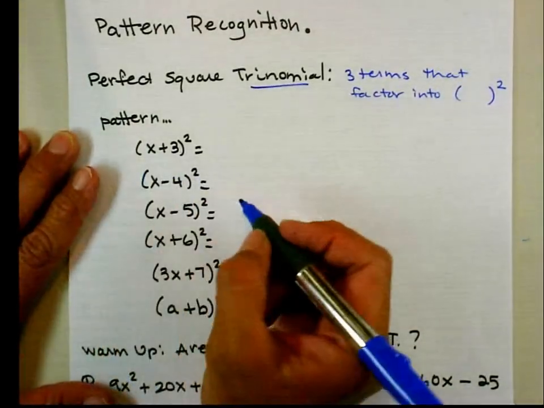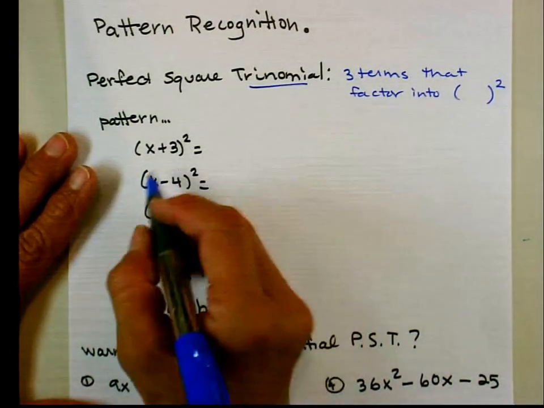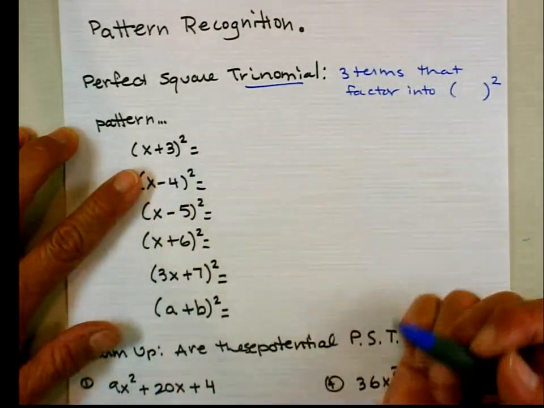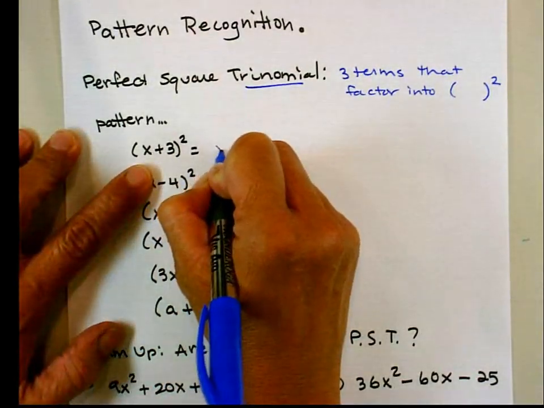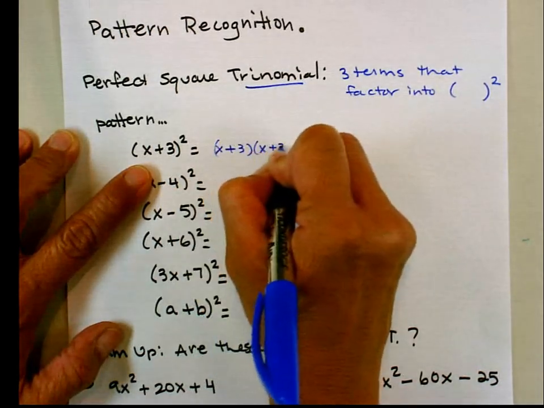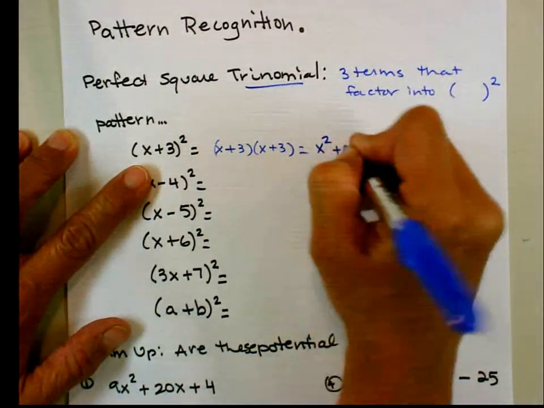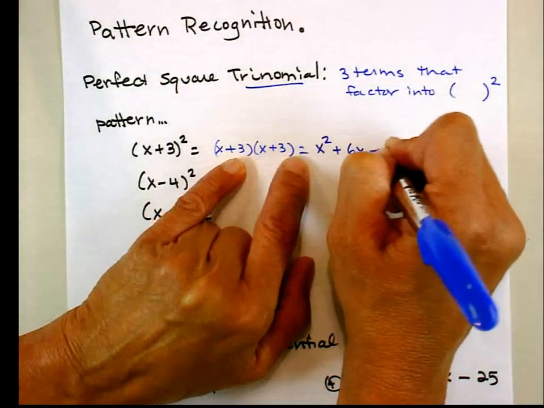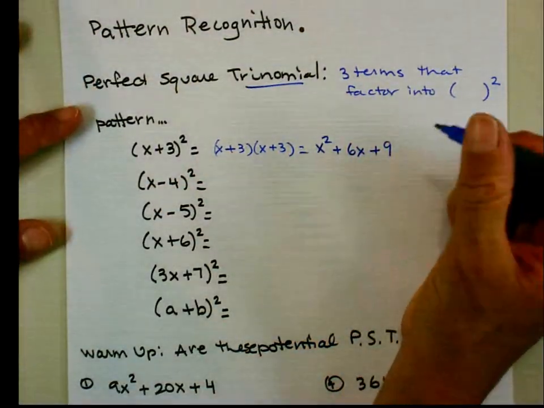So let's say I have (x + 3) quantity squared. What does that look like when I multiply it out? What does the perfect square trinomial look like? This is the factored form, but what does it look like when it's all multiplied out? So let's see, we'd get (x + 3)(x + 3). So we get x squared plus 3x plus 3x, so 6x, and then plus 9. Okay.